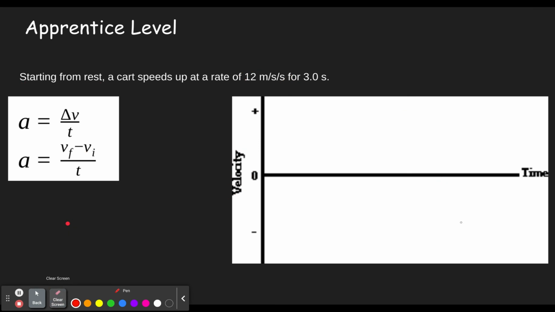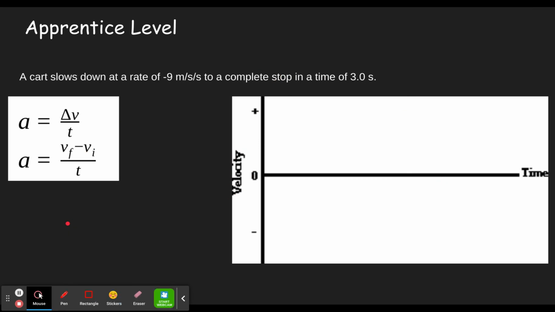All right, next one. Another acceleration type one. A cart slows down. So now we've got the opposite thing going on. We're going to slow down at a rate of negative 9 meters per second squared to a complete stop in a time of 3 seconds. Okay, so it's going to end up at a stop here. That means that the final velocity is 0.